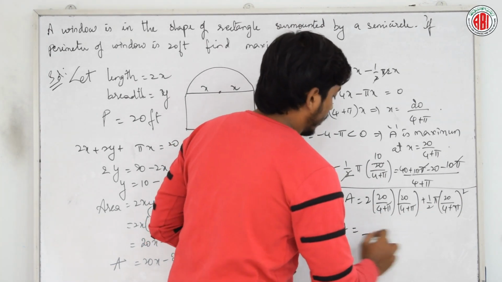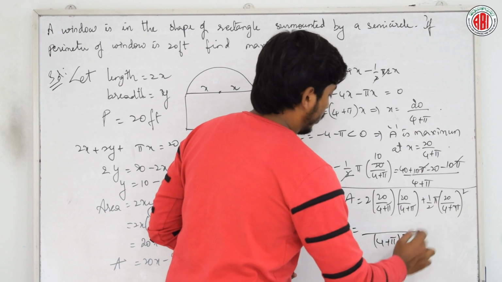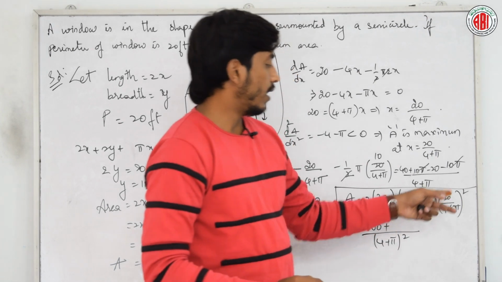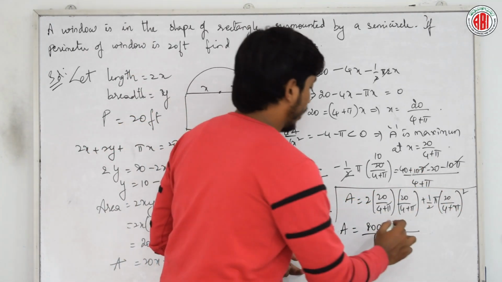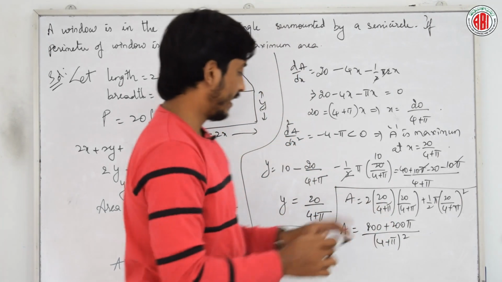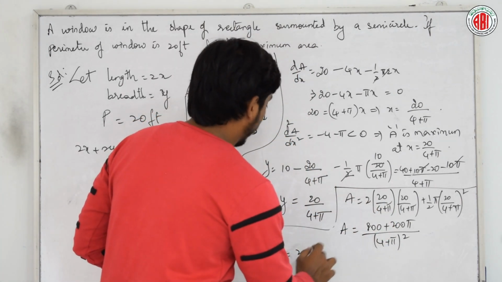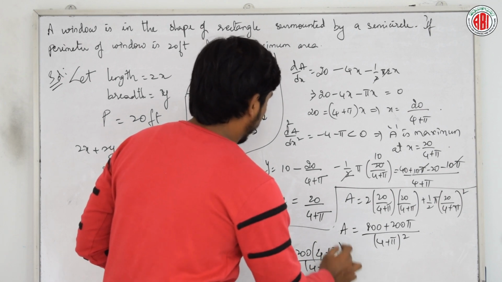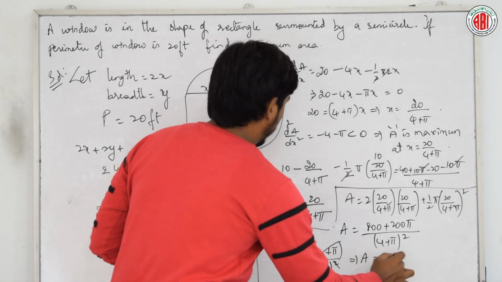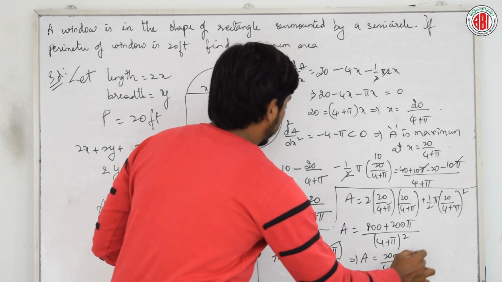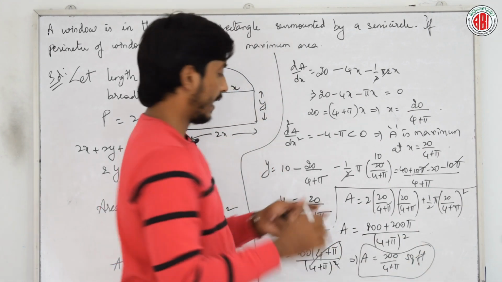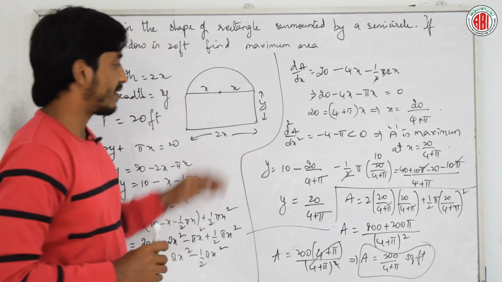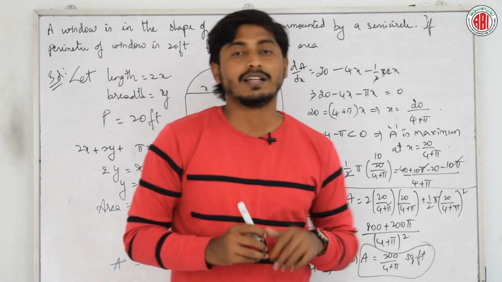Area is equal to, let me take (4 plus pi) whole square as LCM. I will get 2 fours are 8, 4 times 100, that is 800, plus here 400 by 2, that will be 200 pi. If I want, I can take 200 as common. I will get 4 plus pi by (4 plus pi) whole square. Therefore, the answer is 200 by 4 plus pi square feet. Clear? The sum may be long, but these are the tricks we have to remember. Clear? Shall we move on to the next problem?